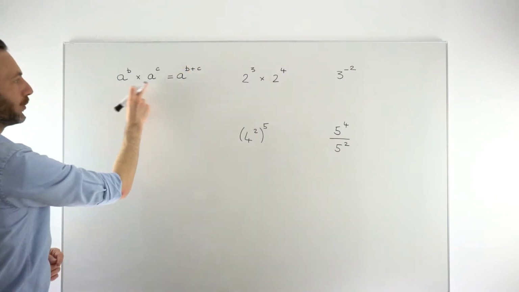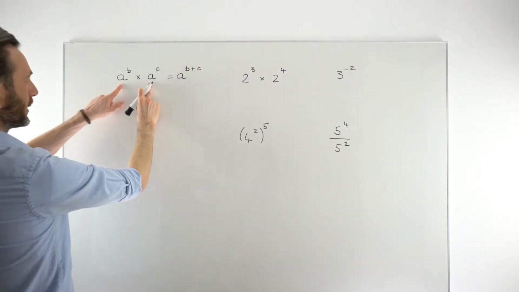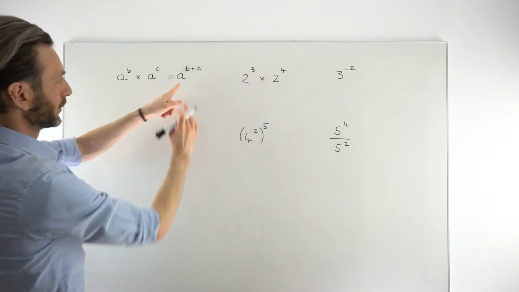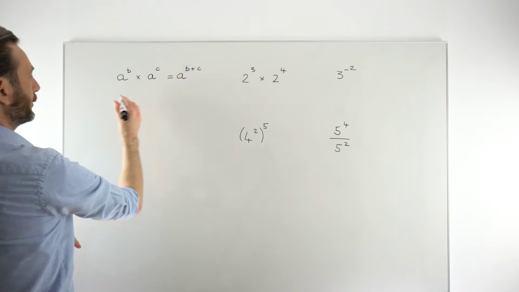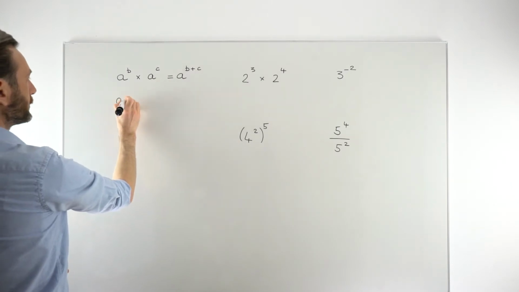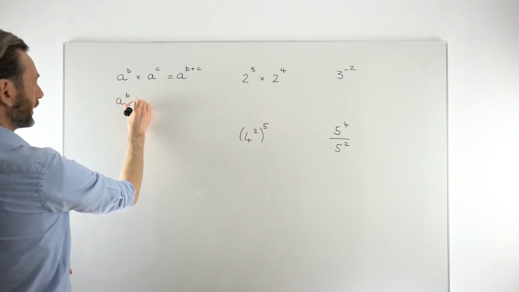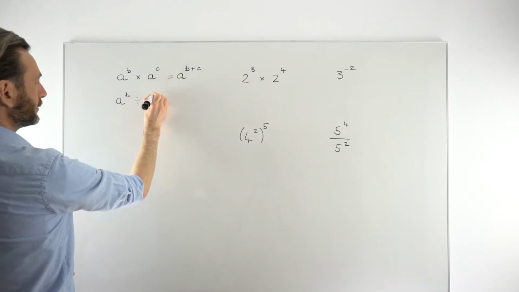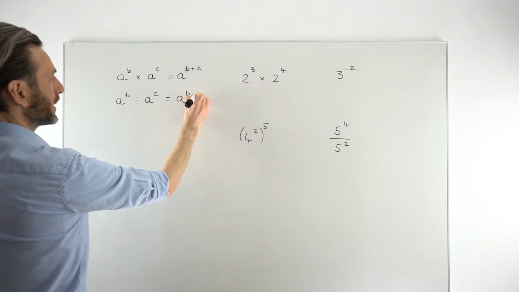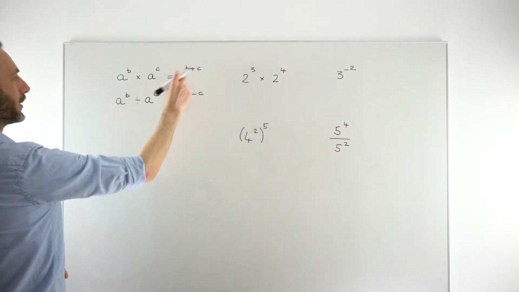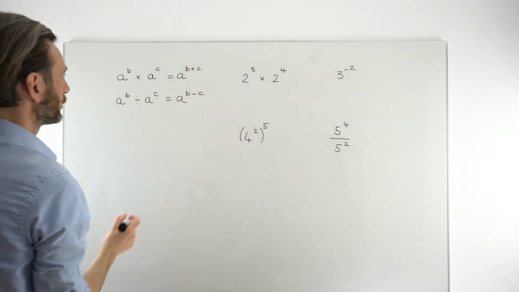In other words, if you're multiplying two terms with the same base number, you can combine those into a single term and add the powers together. So multiplying, add the powers. Similarly, but conversely, a to the power of b divided by a to the c, not too difficult to figure out: you subtract the powers. So multiply, add the powers; divide, subtract the powers.